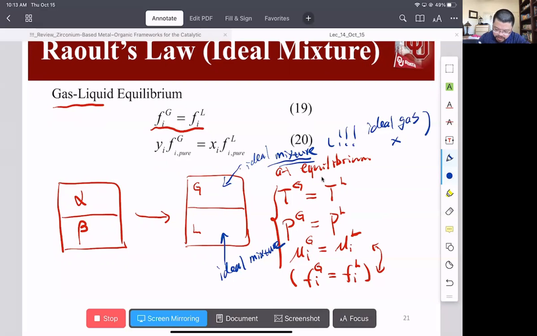So if this is an ideal mixture, then I can write down each component with respect to the pure case, right? Nothing special, we just utilize the pure substance fugacity for both liquid and gas. So this is how we introduce yi. This is the yi of the gas, xi of the liquid, and if we have the assumption of ideal mixture for both phases, then we receive equation 20.